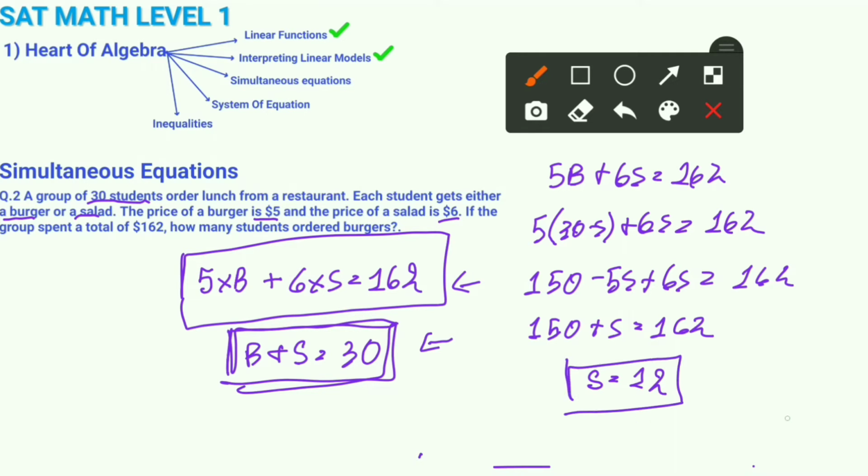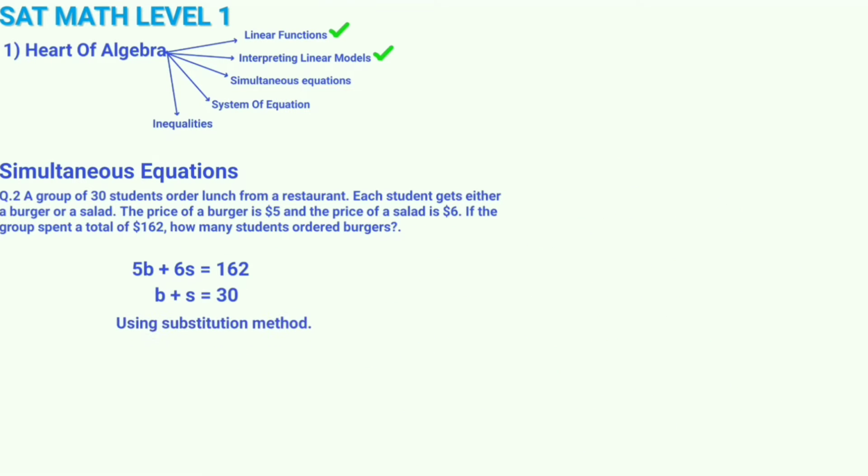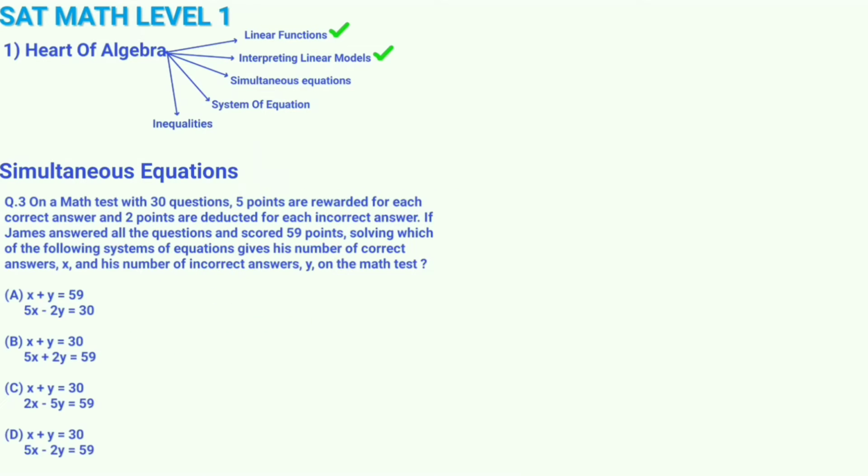So there were a total of 12 people who ordered salad, and if we put the value in here, we will find out that the total number of people who ordered a burger will be 18. So these are the answers. This is how you do simultaneous solve. These are two equations, and using the substitution method, you get the value.